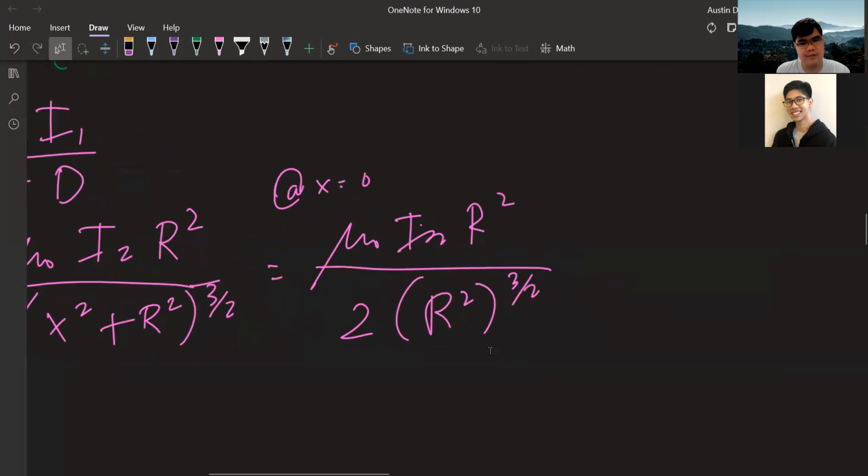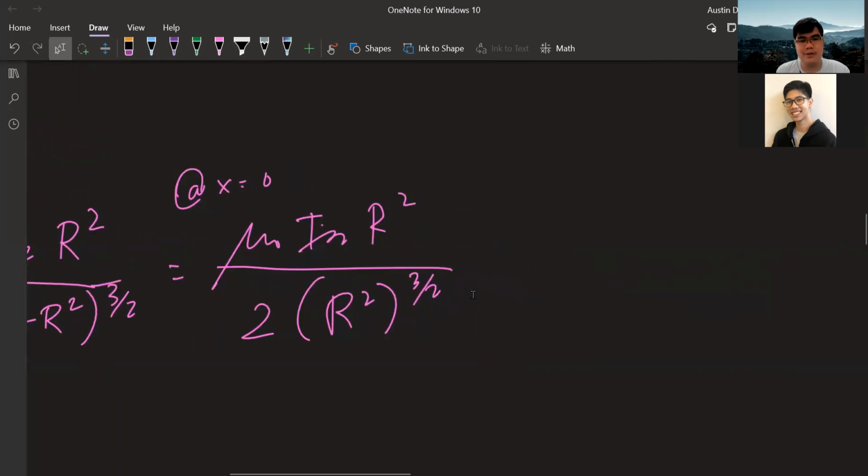Okay. So the 2 cancels out with the outside exponent. So it's r cubed now. Therefore, we can simplify further. R squared over r cubed. So that's mu naught I2 over 2r.